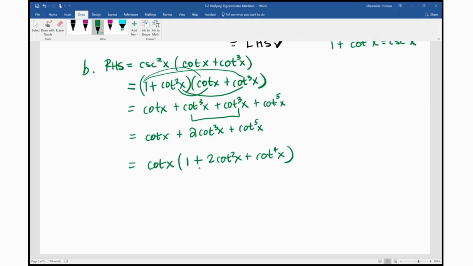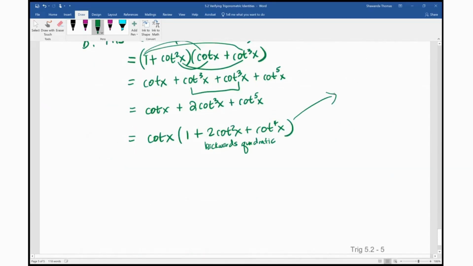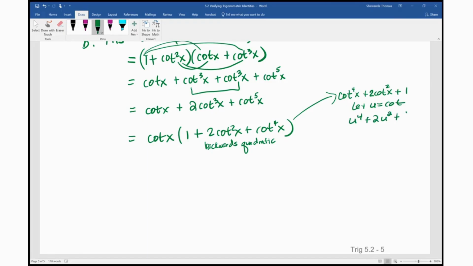So this looks like a backwards trinomial or backwards quadratic to me. If we wrote it in descending order, it would be cotangent to the fourth x plus 2 cotangent squared x plus 1. And if we let u equal cotangent, then that would be u to the fourth plus 2u squared plus 1.